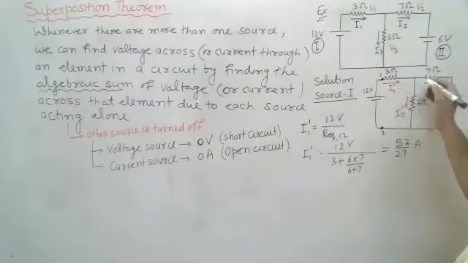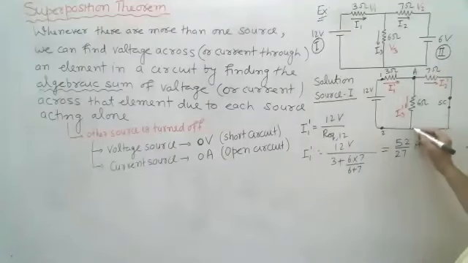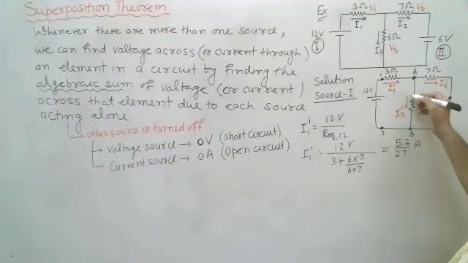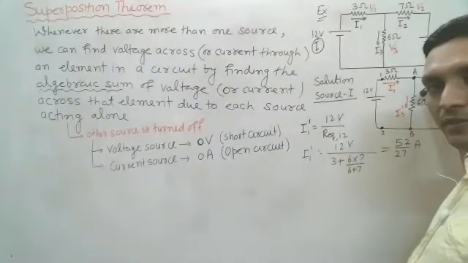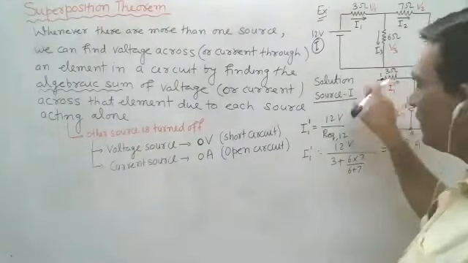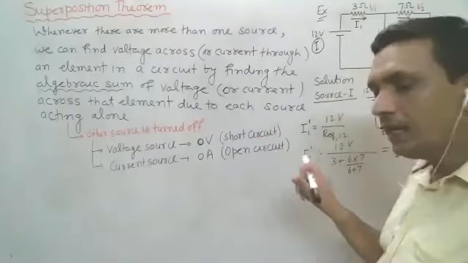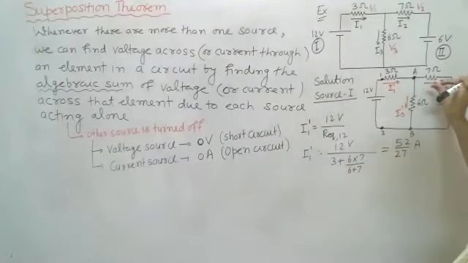Now see, I1 dash is dividing at node A. So take it as A and B. So you can easily find I2 dash and I3 dash. Now this is the case. 6 ohm and 7 ohm, they are in parallel. So I1 dash is dividing between I2 dash and I3 dash. So you can easily apply current division.